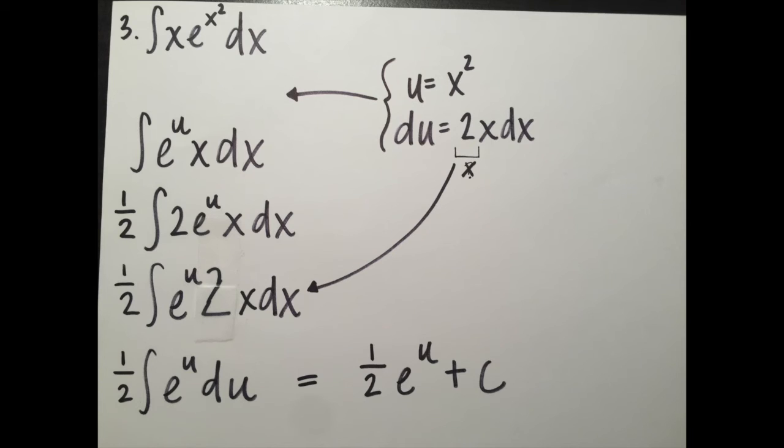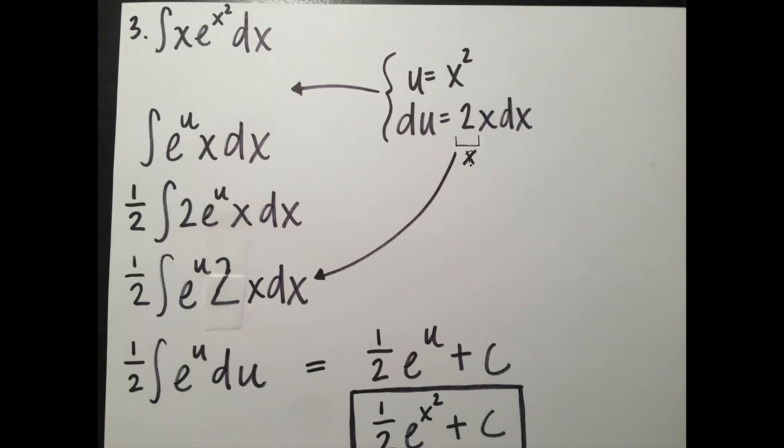But our original problem was in terms of x, so we need to make sure that the u's are taken out. So our answer is 1/2 e to the x squared plus our friendly constant c.